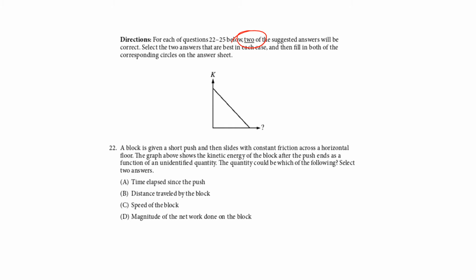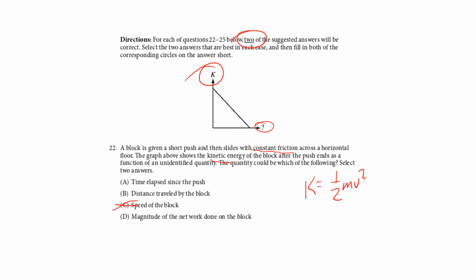The graph below is a short push and then slides with constant friction across the horizontal floor. The graph shows the kinetic energy, so that's your y-axis here, after the push ends, and some unknown quantity. So what could be that unknown quantity? All right, let's take the easy one first. Speed. It can't be speed because your kinetic energy is equal to 1/2 mv squared. So if you have more v, you have more k. Definitely not c.